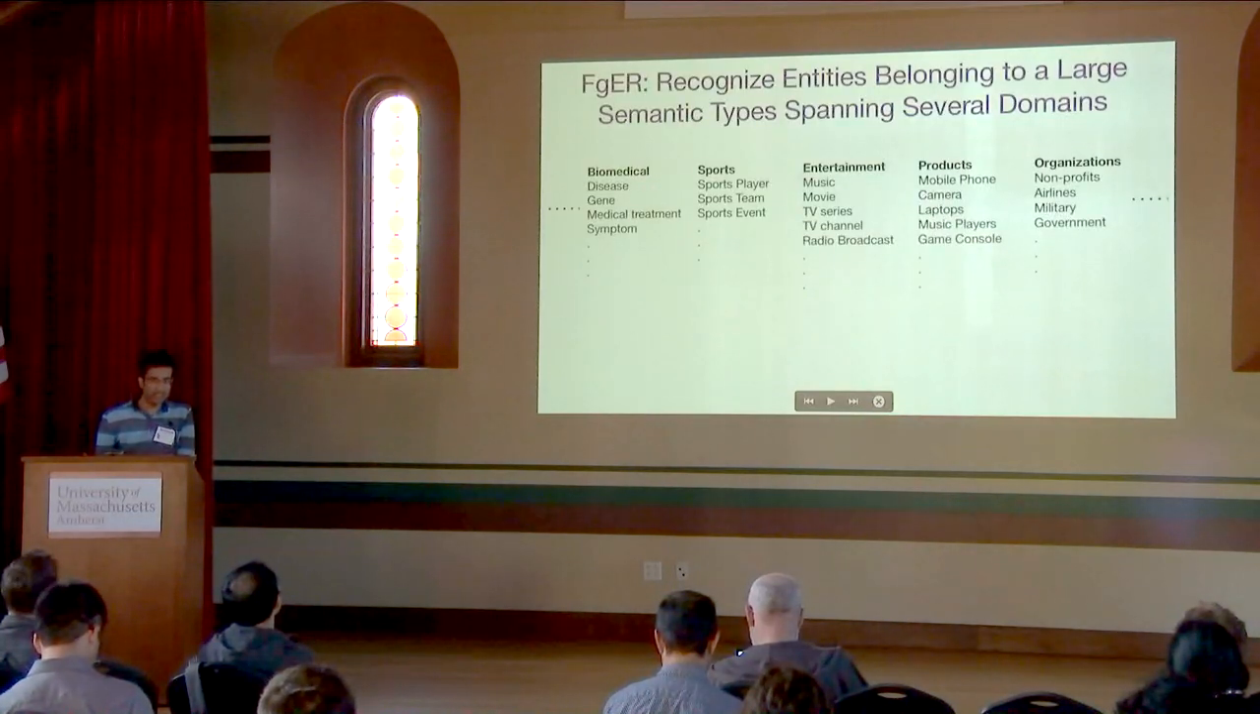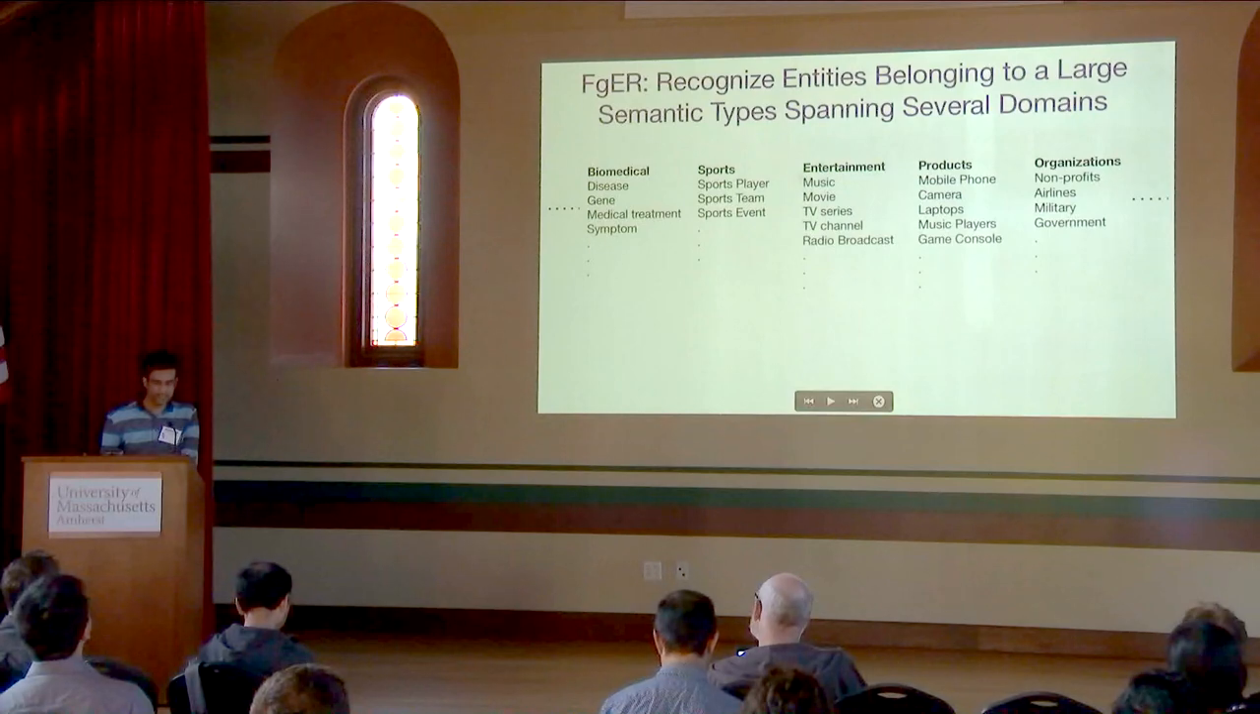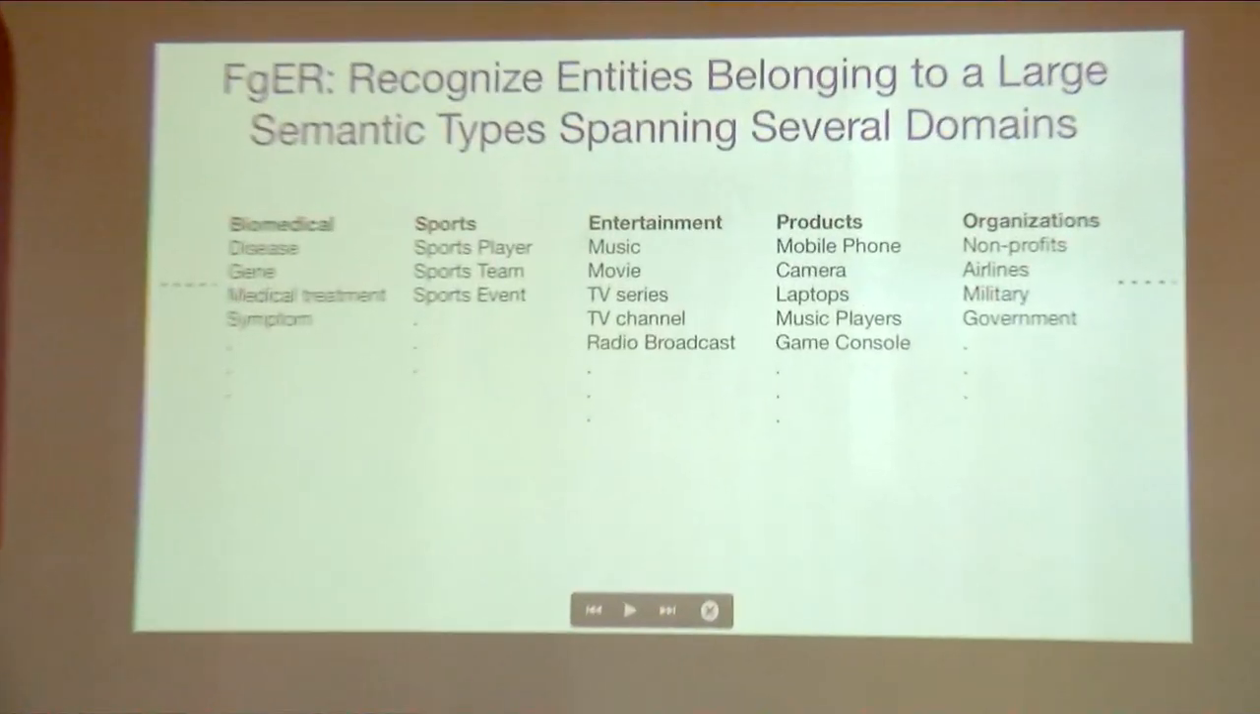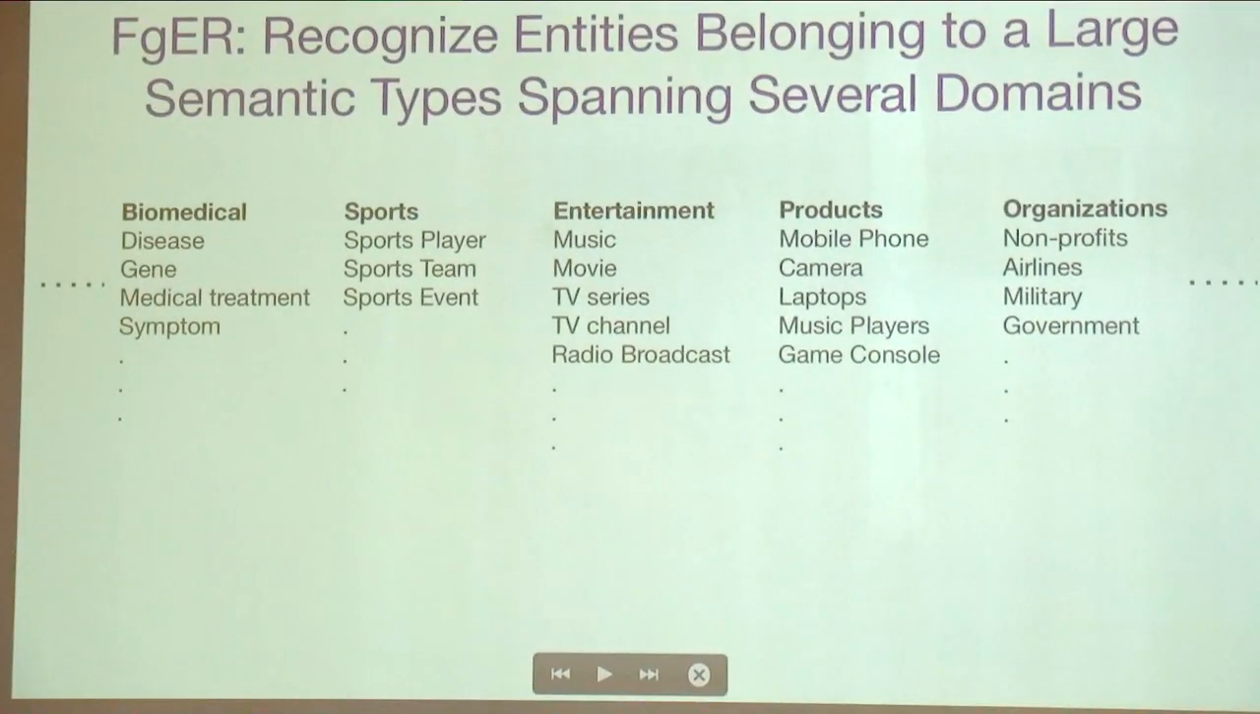Fine-grained entity recognition, or FGER for short, is the problem of recognizing entity mentions belonging to a large set of semantic types which span several domains. Here the domain could be biomedical, sports, entertainment, products, organization, and much more. Within each domain there could be various fine types, such as in the biomedical domain, disease names, gene names, symptoms, or in products, mobile phones, laptops, cameras, etc.